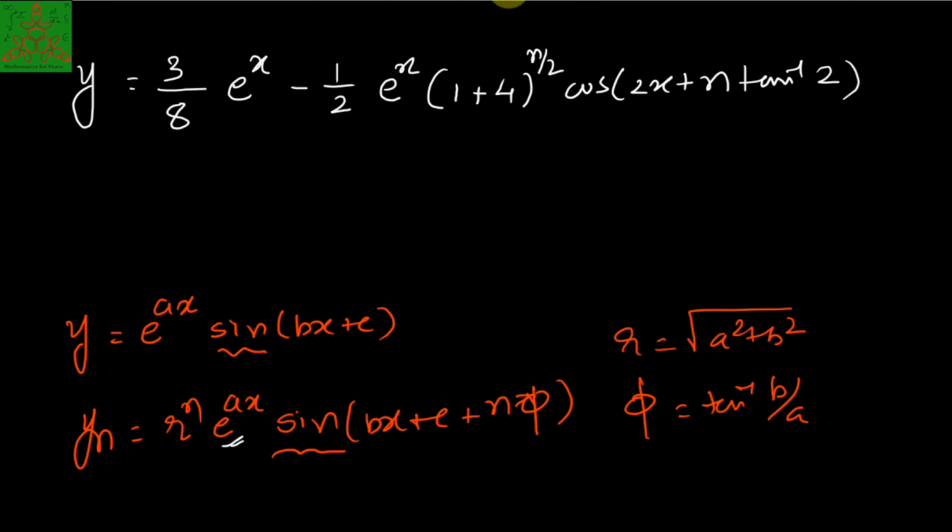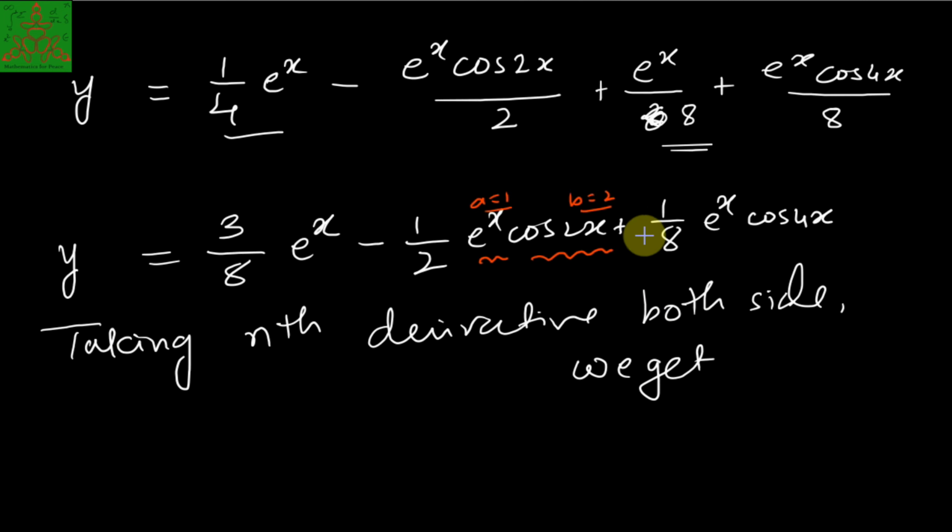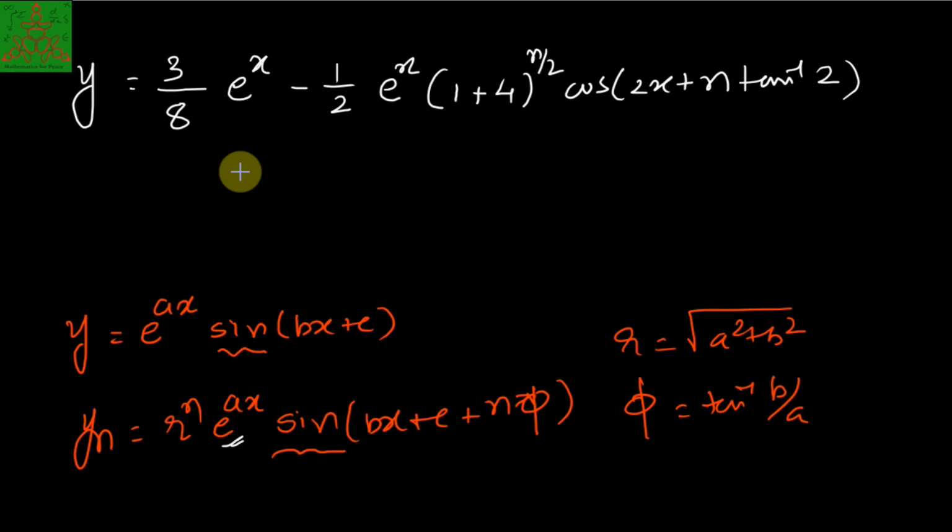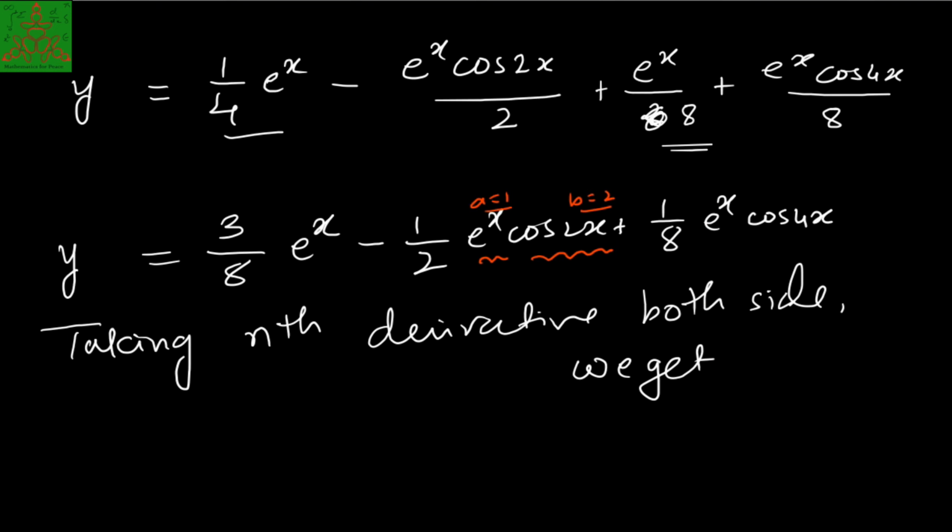The next term is plus 1 by 8 e power x as it is, and then it is a square plus b square. Let us see what will be the a here and b here. The value of a is 1 and the b will be 4. So a square is 1, b square is 16. So a square plus b square will be 17.